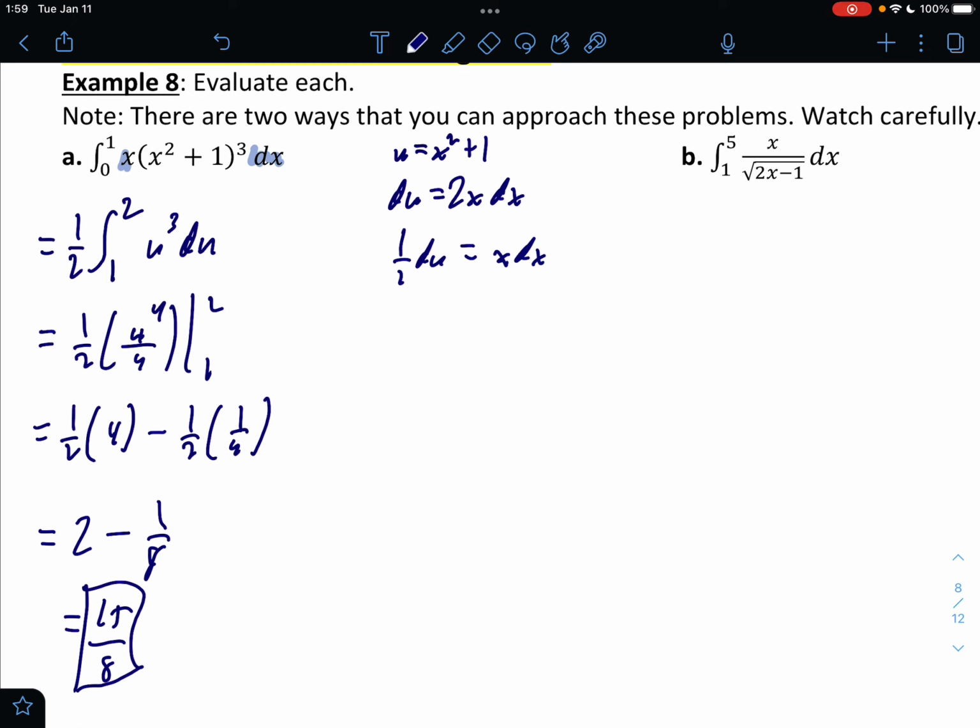Now, if you read the directions at the beginning, there are 2 ways to do this. This is the better way to do it. The other way to do it would be after doing this, to back substitute the x squared plus 1 and then use the original x bounds. That is not the better way to do it. Okay, this is a much quicker, easier way to do it.